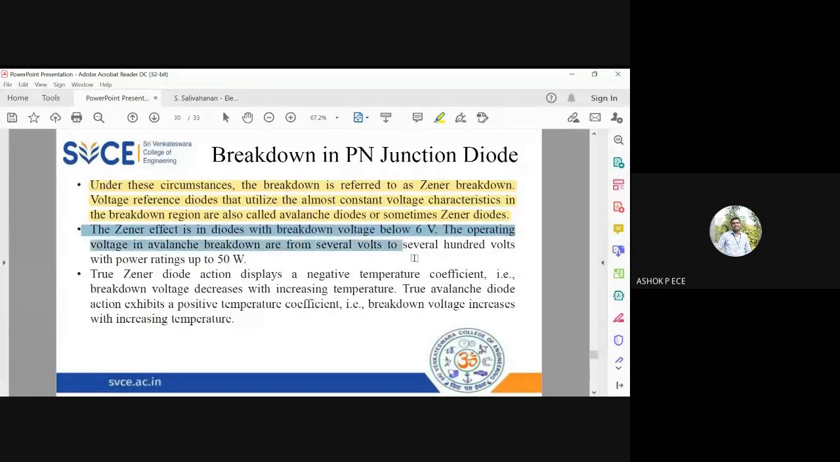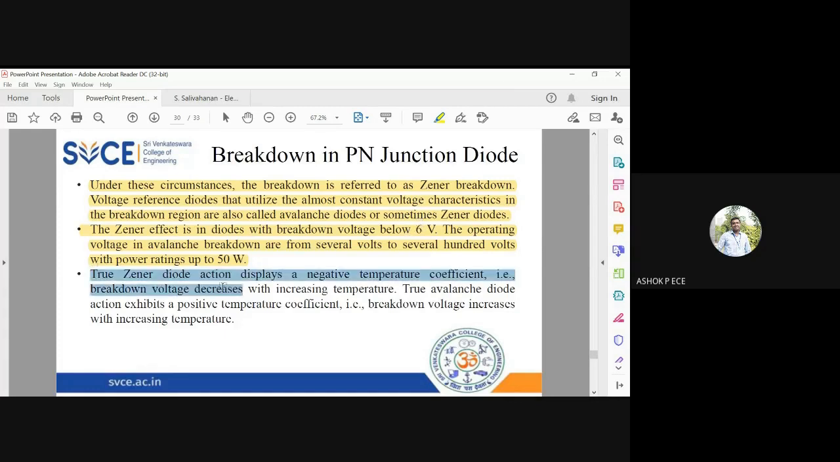So the operating voltage is reduced from several hundred volt to a very small few tens of volt. Not even tens, it is even less than tens of volts. Actually, avalanche breakdown happens at hundreds of volts. From that, I'm shifting my breakdown voltage to less than 10 volt.